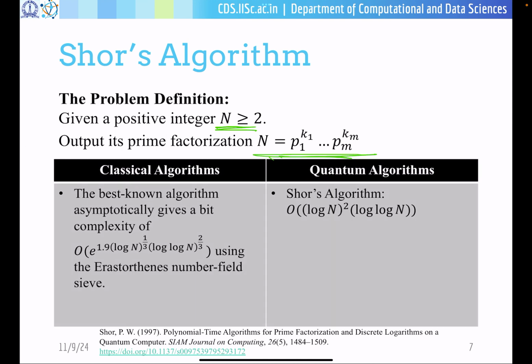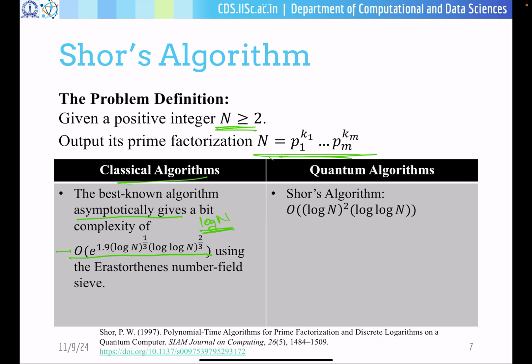In the case of classical algorithms, using something known as the number field sieve, we get the time complexity to be exponential in the number of bits. n is the integer, so log n will be the number of bits that the integer has. So the best known classical algorithm asymptotically gives a complexity of O of e power 1.9 something. So it's exponential in time complexity.